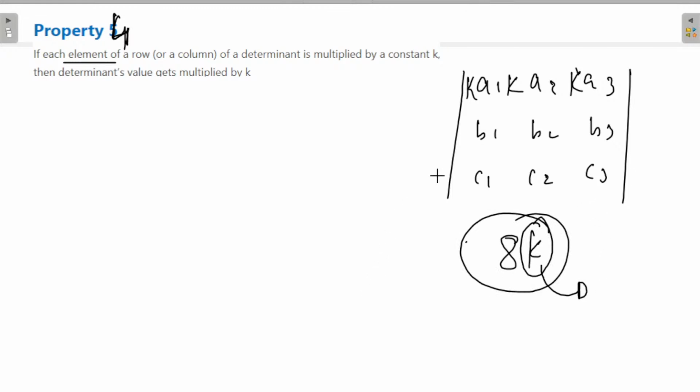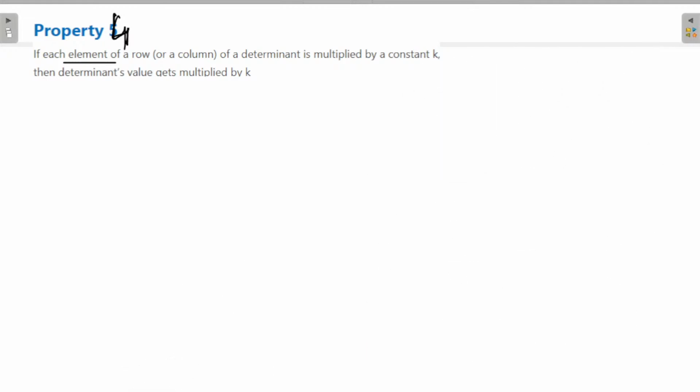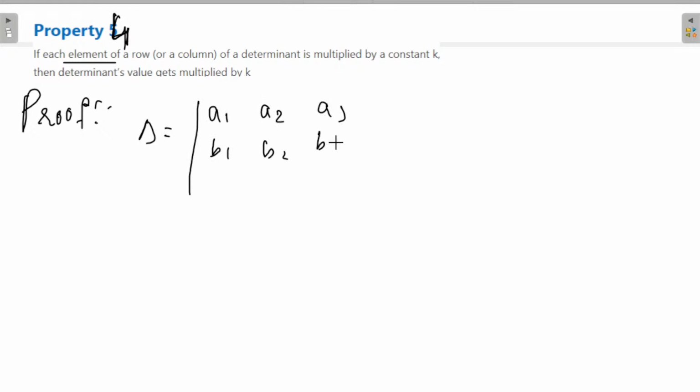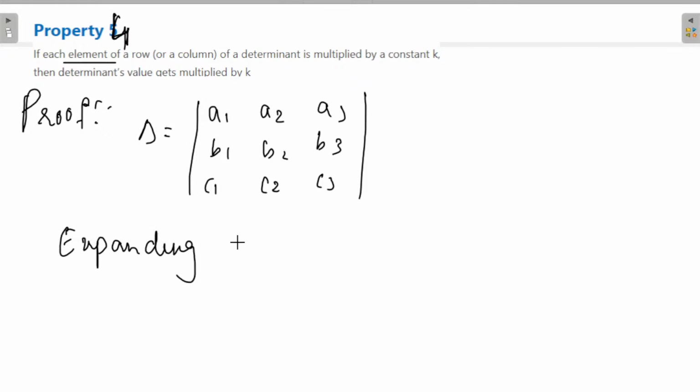Isn't it clear? Is it clear to everyone? The value of k also gets multiplied over here. Okay, so let's do it with a proof. So see, let me take delta as a determinant as usual. See, a1, a2, a3, b1, b2, b3, c1, c2, c3. Okay, this is the determinant I will consider. Now expand. From the beginning I said that in each proof you should expand this along R1. Expand along R1.